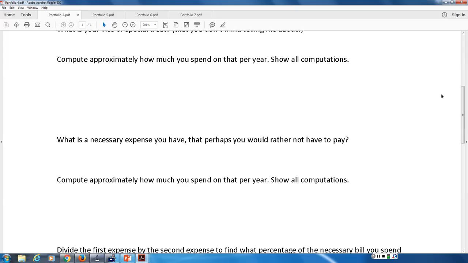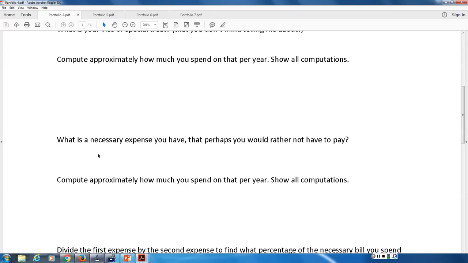I want you to calculate about how much you spend on that little treat for yourself every year. Doesn't sound like much on a daily basis, but calculate it for a year. And show all your computations. Show me everything that you put down.